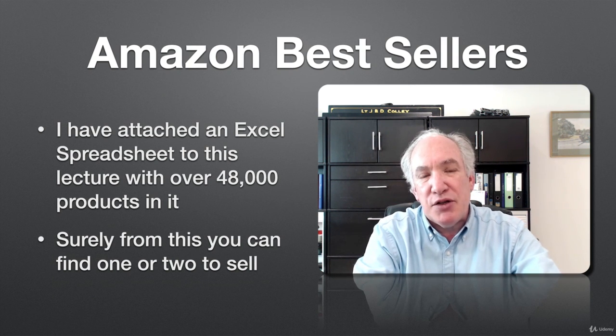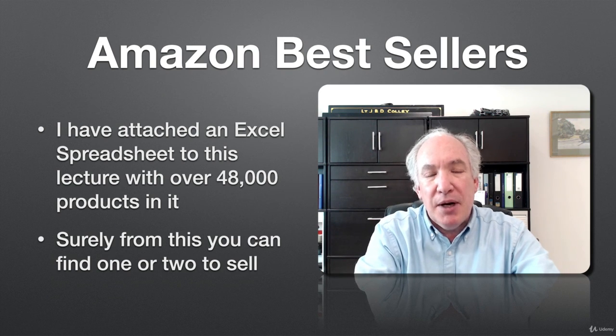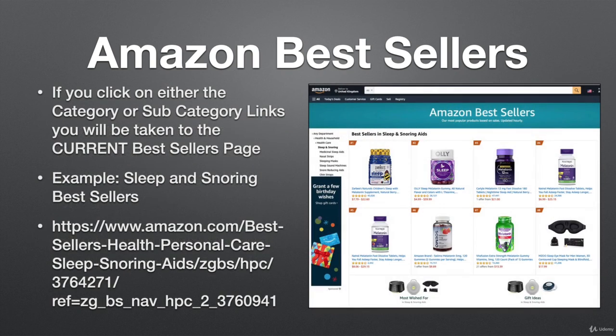And surely from this list you can find one or two to sell, but you've got to start going through it logically. Now, you'll find that if you click on either the category or the subcategory links in this spreadsheet, in the master list spreadsheet, which you'll get to in step 3, you'll be taken to the current bestsellers page, and you can see a screenshot of one here. So I found the link for the sleep and snoring bestsellers list. Don't read anything into that. That's the link, and when you click on it, you get to the bestsellers today.